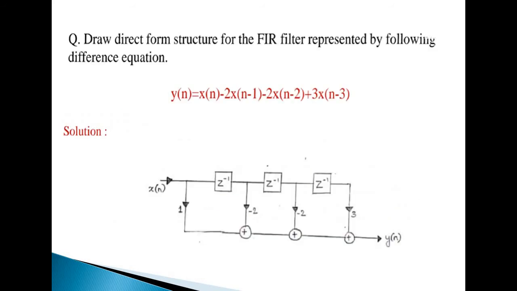Then similarly the next problem, direct form structure: y of n is x of n minus 2 x of n minus 1 minus 2 x of n minus 2 plus 3 x of n minus 3. For this, you have to take the z transform first, then combine the x of n terms together, and then draw the structure. Here you have to use 3 delays, for x of n minus 1, x of n minus 2 and x of n minus 3, and 4 multipliers, 1, minus 2, minus 2 and 3, and 3 adders, so as to get y of n.